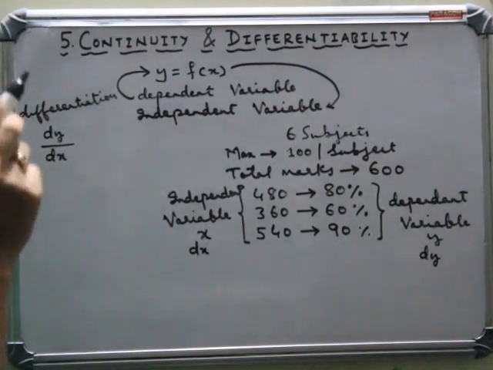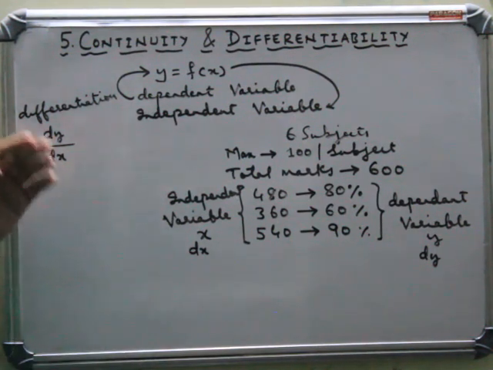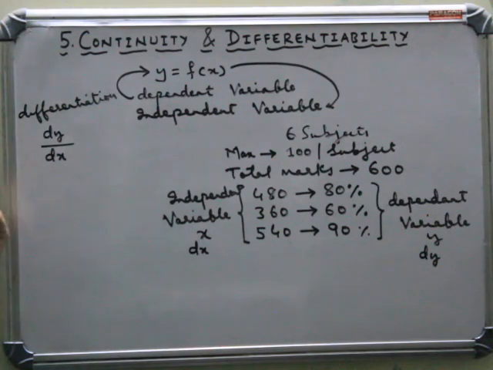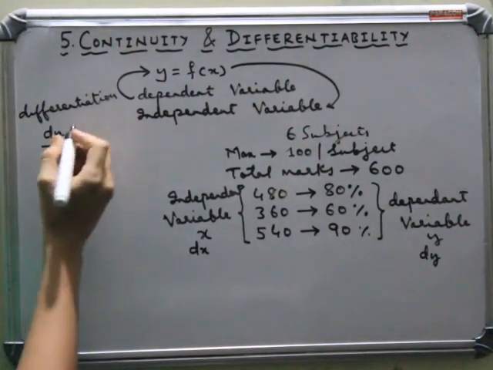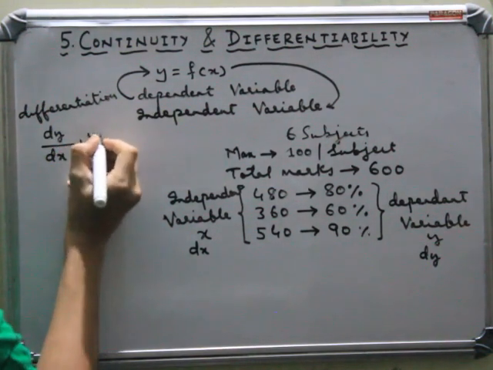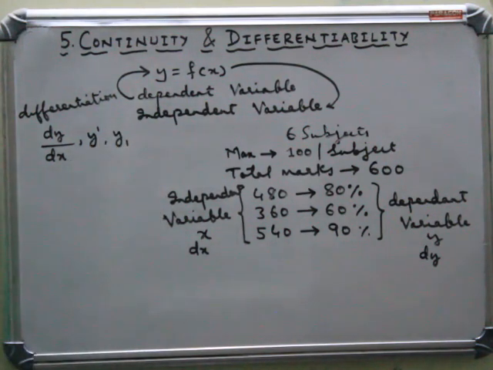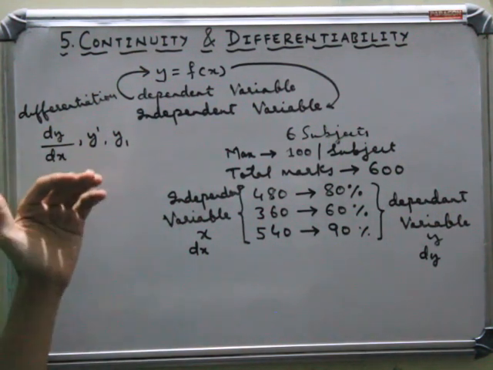What you are finding in any given function, you are going to find change in y or change in dependent variable with respect to independent variable. Now we can denote this as dy by dx. This can also be denoted as y dash. This can also be denoted as y1. So this is what is called differentiation. This is the concept of differentiation. I hope you have understood this.